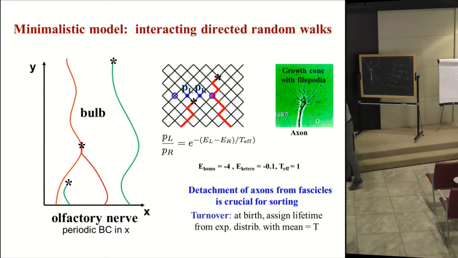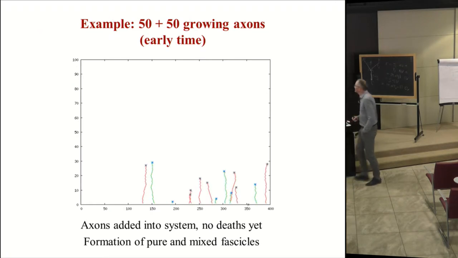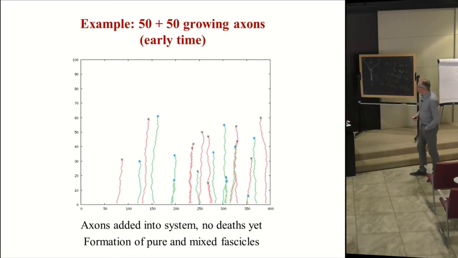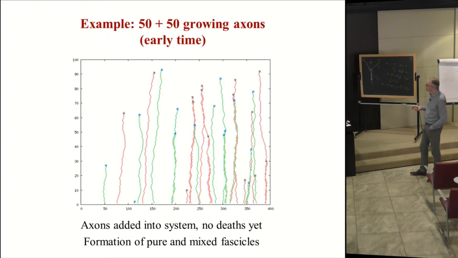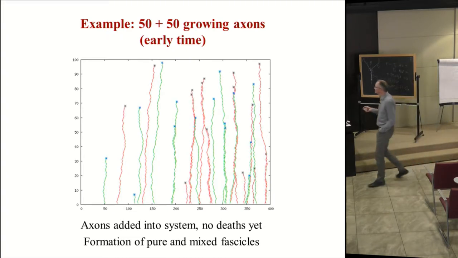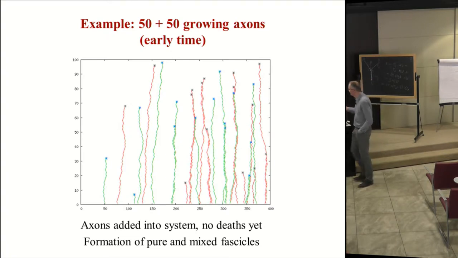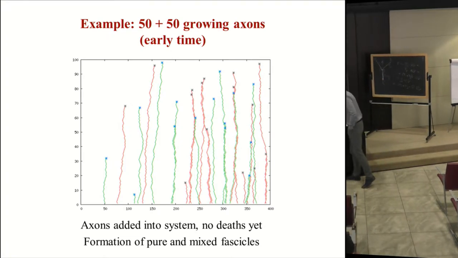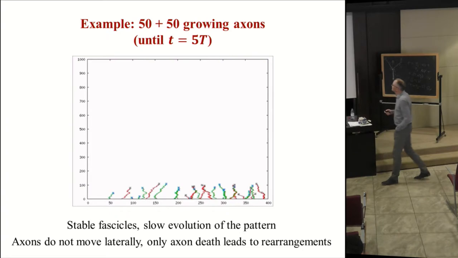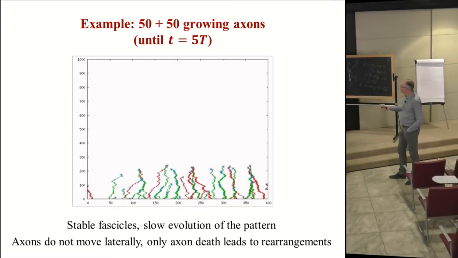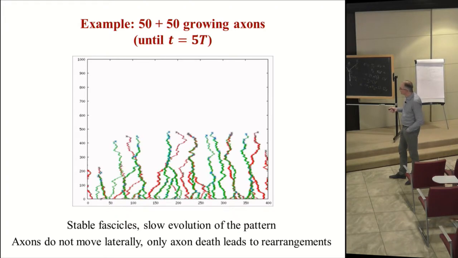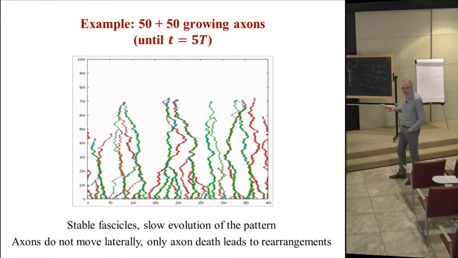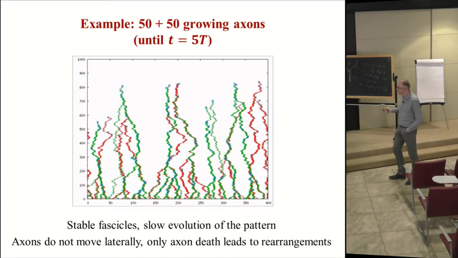And here is how it looks. Here are two types of axons which have different mutual adhesion energies. At a very early stage, they start forming some fascicles, and this is a later stage, going up to a bigger distance in Y, and you can then start to see the formation of some mixed fascicles here that separate into more pure fascicles, here it mixed again, and so on. So we get this dynamics.